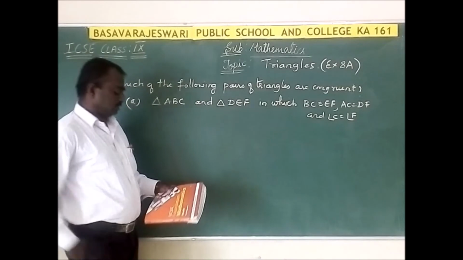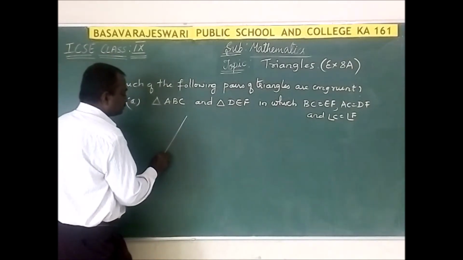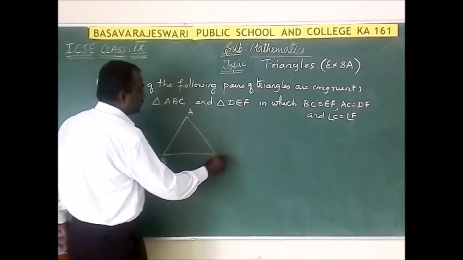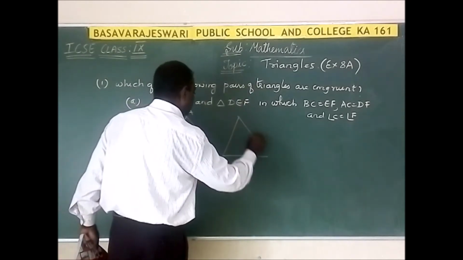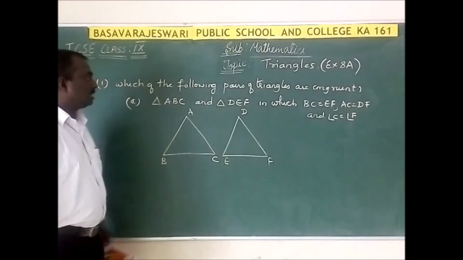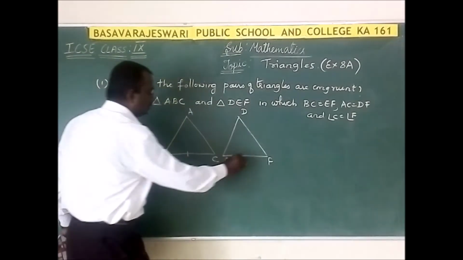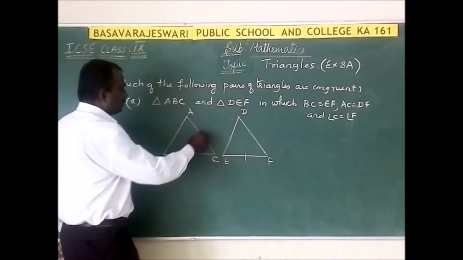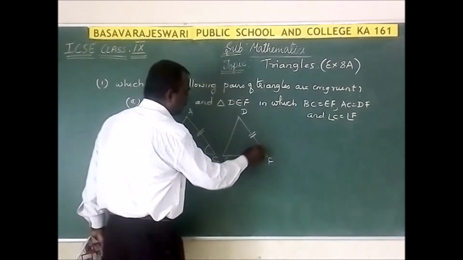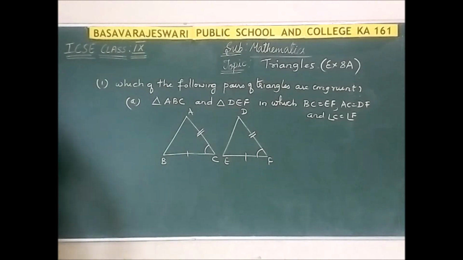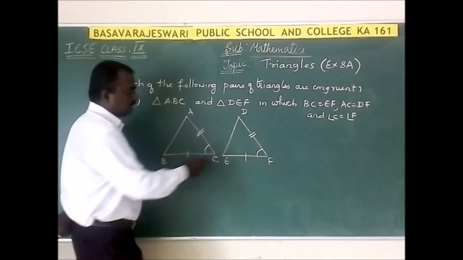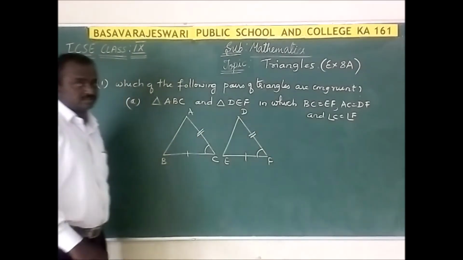Understood? Now draw the diagram. Triangle ABC, A, B, C. This is one more triangle, D, E, F. Correct? Now what are they given? BC is equal to EF, AC is equal to DF, angle C is equal to angle F. So these are the data they are given. Now observe here, side and side.